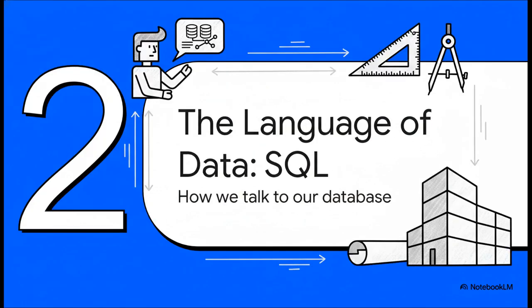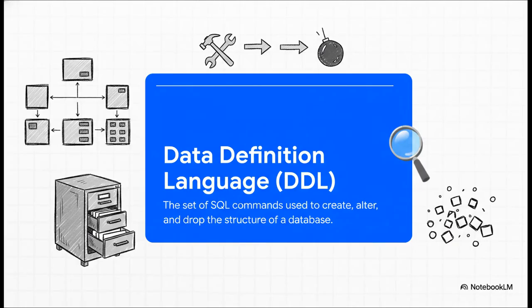Now, to tell our digital librarian what we want, we need to speak its language. And in the world of databases, that language is almost always SQL, which stands for Structured Query Language. But here's the thing, SQL is huge. So for today, we're going to focus on just one part of it, the Architect's Toolkit. These are the commands you use to actually build the structure of the database itself. And that toolkit has a name. It's called Data Definition Language, or DDL.